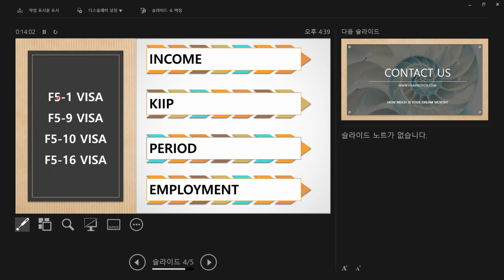So for the F5-1, the previous year's income is required, and double the GNI. The GNI, the gross national income, for last year 2019 is around 37.6 or 37.4 million won, around that, right? So it's double, you can calculate. That is exactly what I said, January 1st to December 31st in 2019, right?